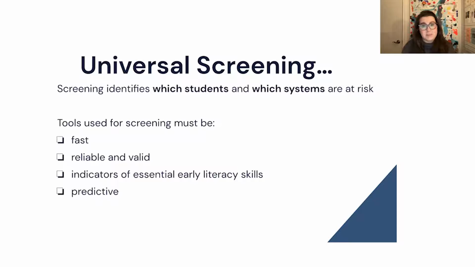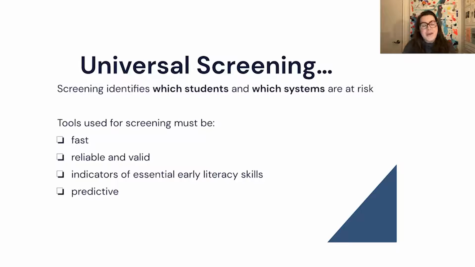Is it assessment or is it screening that will improve student outcomes? No, it's the instruction. And we need to make sure that we are able to quickly and efficiently identify which students and which systems are at risk without wasting too much instructional time. So we know we need it to be fast.